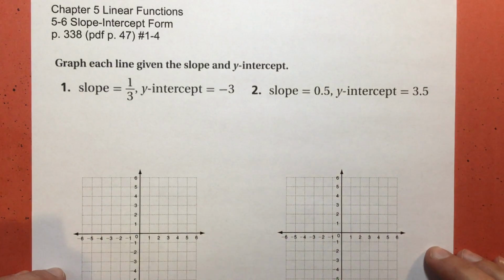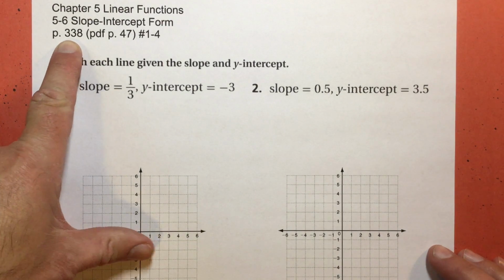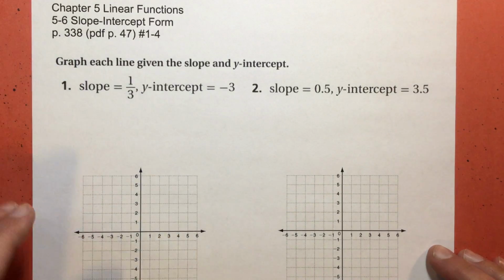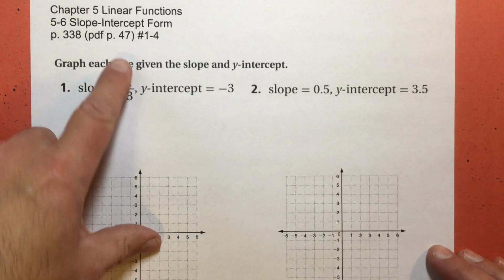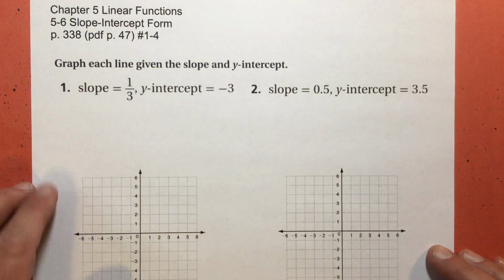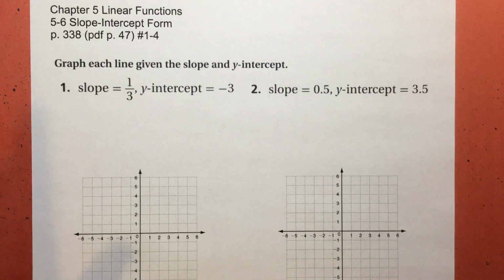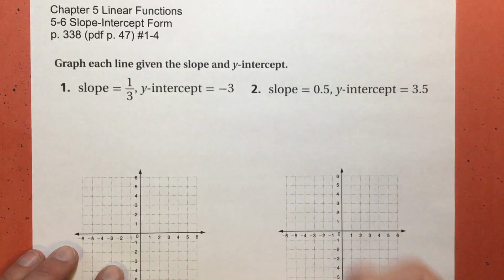Hello, welcome back to Chapter 5, Section 6, where we're talking about the slope-intercept form. In this video, I'm going to do the practice problems on page 338 of the book, which when you open up the PDF on Schoology is actually PDF page 47, because it starts at Chapter 5. We're going to do problems 1, 2, 3, and 4. We're going to graph just using the slope and the y-intercept. That's all.